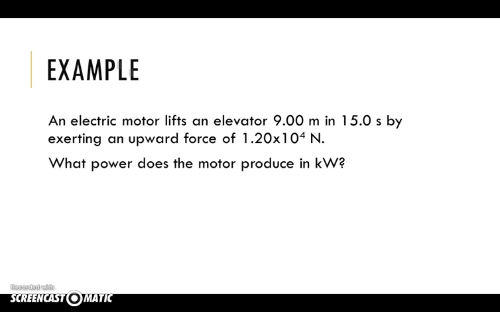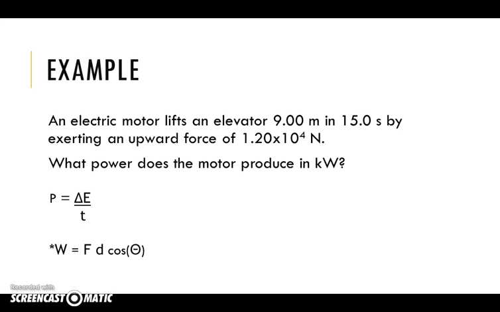So let's go ahead and use that formula. We have an electric motor that lifts an elevator 9 meters in 15 seconds. It's by exerting an upward force of 1.2 times 10 to the 4th newtons. So I want to know what power the motor produces in kilowatts. So be careful there. So here's our formula. P equals delta E over T, or the change in energy. Well, we don't really have change in energy.